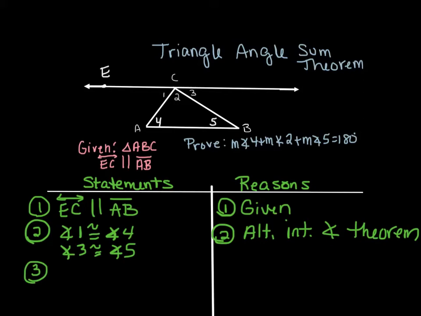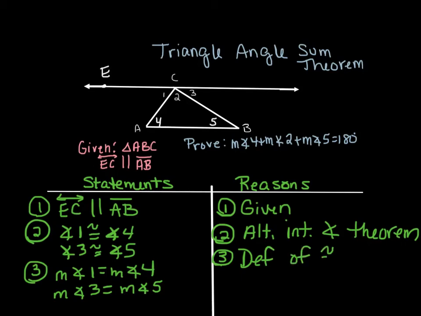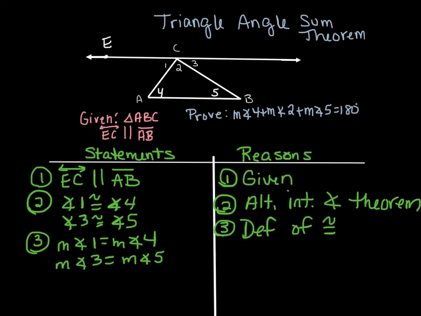Okay, well, how does this help me? I also know, because of this, that the measure of angle 1 is equal to the measure of angle 4, and the measure of angle 3 is equal to the measure of angle 5. I might have to search your memory banks, but that is our definition of congruency. So now we've got that angle 1 is congruent to angle 4, angle 3 is congruent to angle 5, and we've got angle 2 hanging out up there.